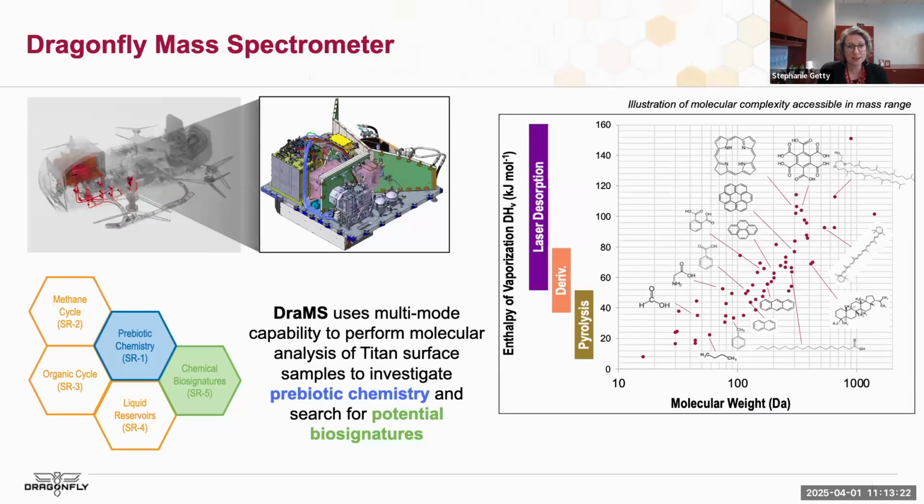And a little bit more on Dragonfly, so you can see the breadth of access that this analytical capability will provide across its modes of pyrolysis, again, derivatization, and laser desorption ionization mass spectrometry, reaching into just really a broad diversity of chemical structures and compositions, as represented here as molecular weight, but you can see also the breadth of volatility that is accessible in this really impressive instrument.